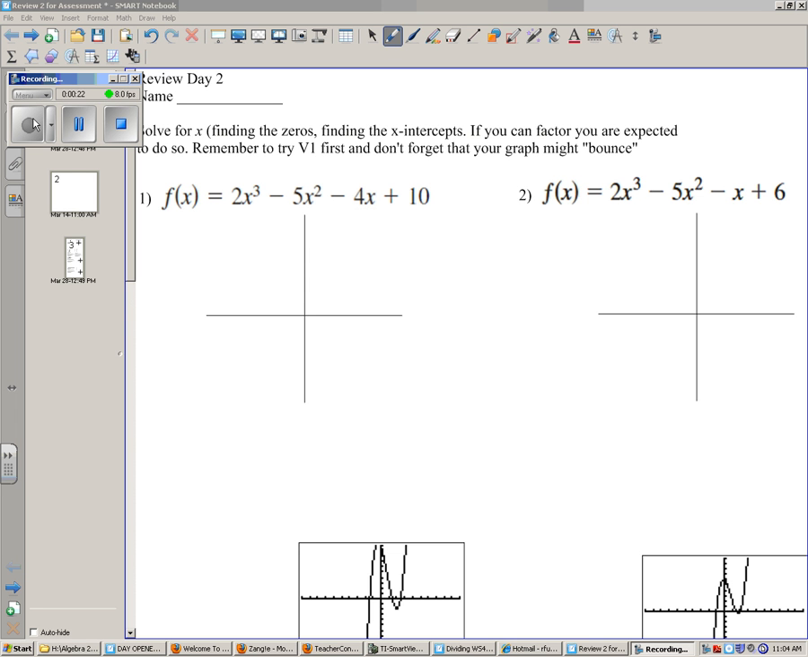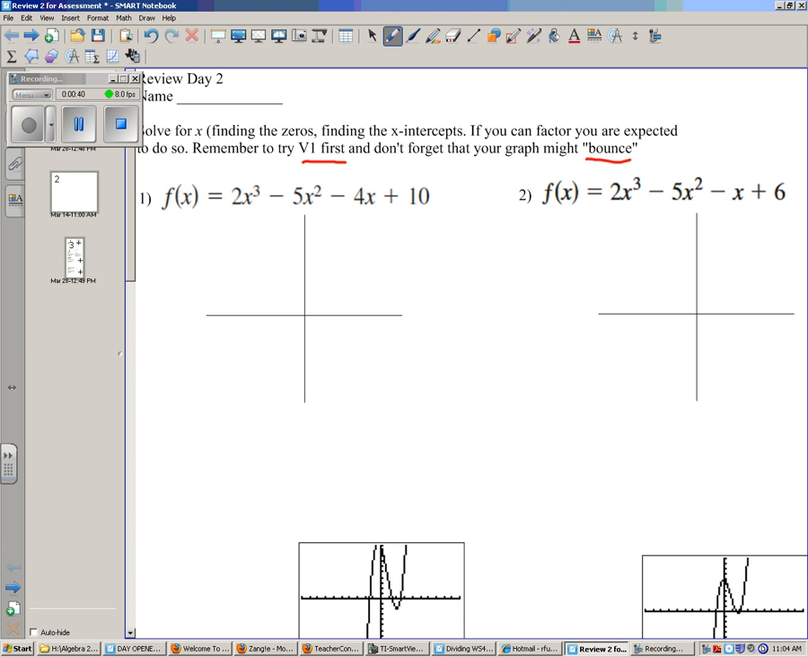All right, again, if I read the directions, just so you know, it says solve for x. And if you can factor, you're expected to do so. And remember to try V1 first, and don't forget that your graph might bounce. So those are all things I want to keep in mind as I go through and do this.